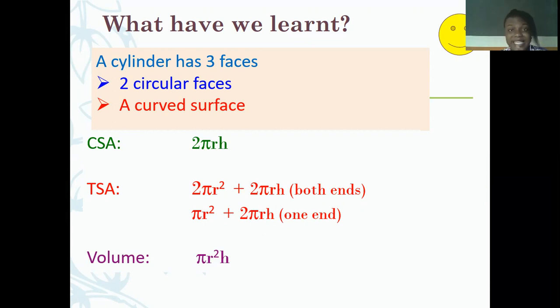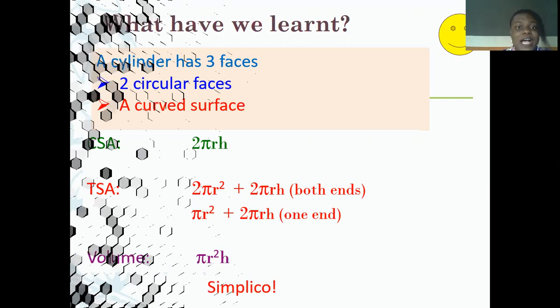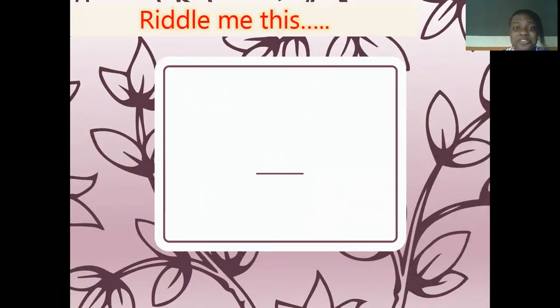We're just looking at one particular shape, which is a cylinder, and we said it's a special type of prism with two circular end faces. So try not to forget everything you've learned about cylinders today. It's important to remember, simple. So let's look at the riddle that we looked at.